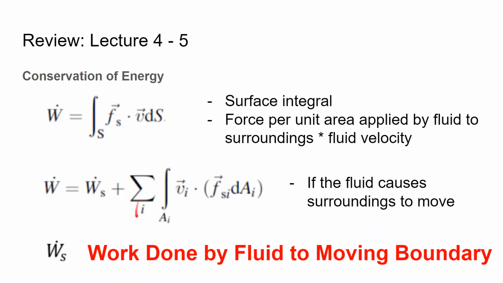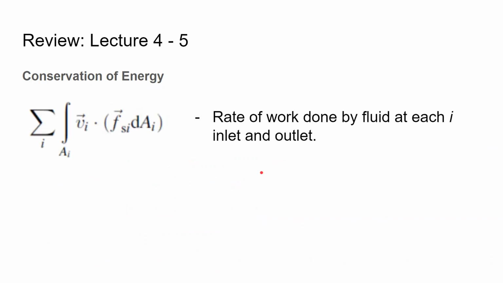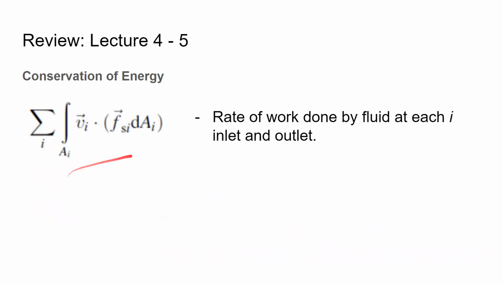So what about this term? Let's actually go into that. This term, which is part of our work in the system, is the rate of work done by the fluid at each inlet and outlet. It's a summation, right? So there can be many inlets and outlets. So this is the rate of work done at each inlet and outlet by the fluid.